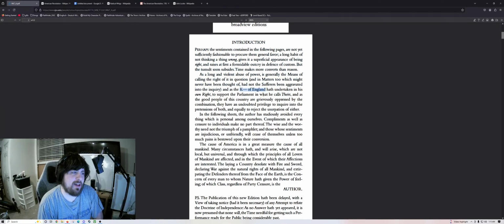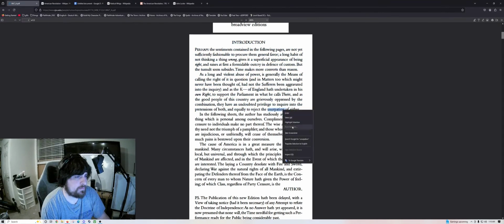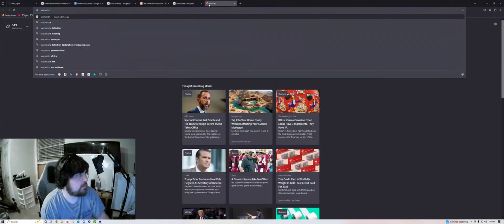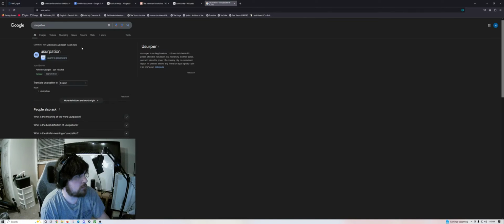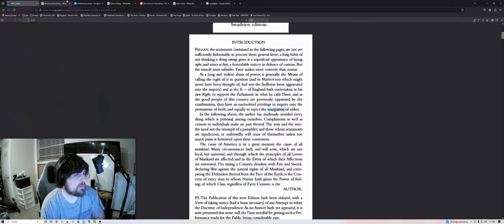And as the king of England hath undertaken in his own right to support the parliament in what he calls theirs, and as the good people of this country are grievously oppressed by the combination, they have undoubted privilege to inquire into their pretensions of both, and equally to reject the usurpation of either. I need to look up how to pronounce this. Usurpation. Okay, I guess it's not normally an English word.